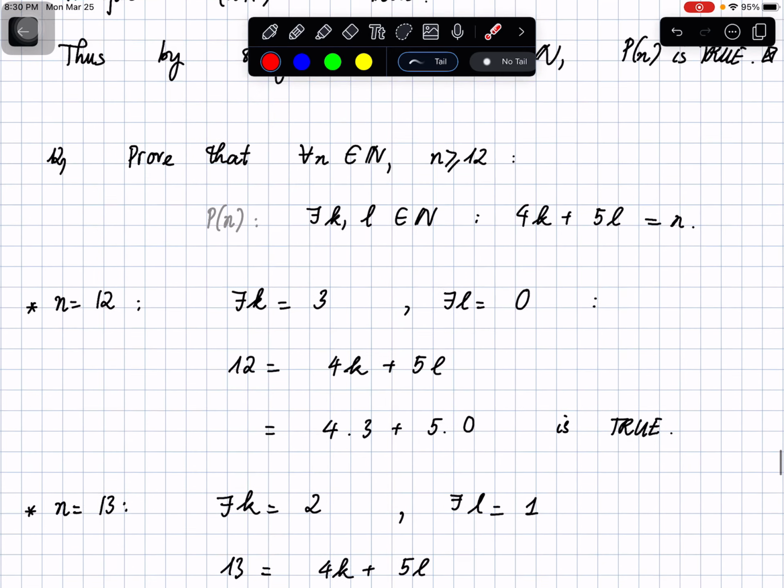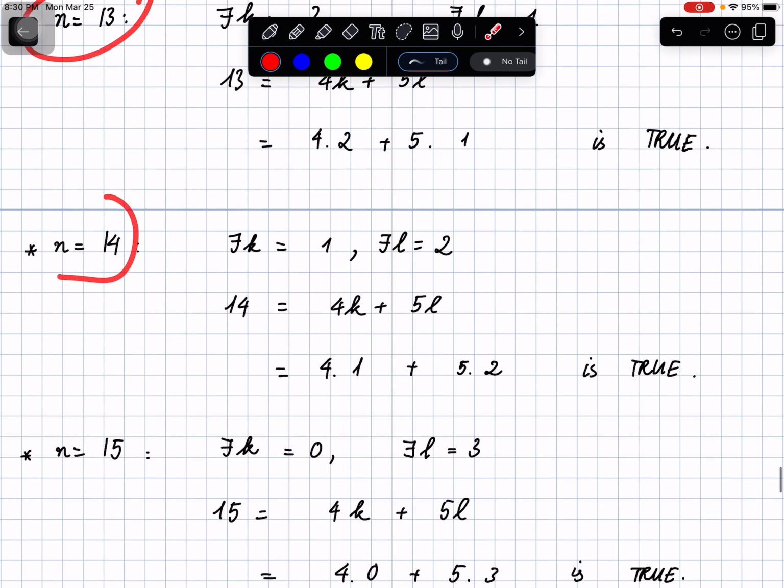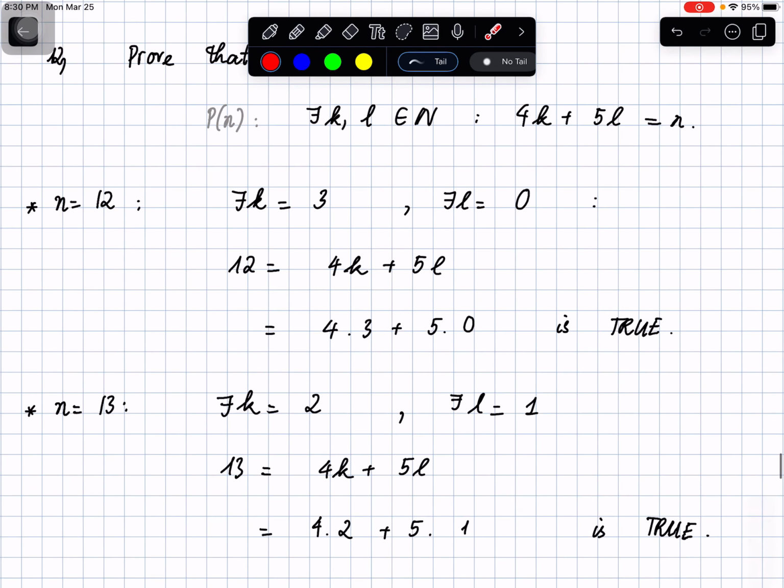Okay, so we use strong induction. Here's one way. To use strong induction for this exercise, we consider n equal to 12, 13, 14, and 15 first. For n equal to 12, we need to show that P(12) is true, meaning that 12 can be written in this form. There are some k and l such that 12 can be written as 4 times k plus 5 times l. So k equal to 3, l equal to 0. So 12 equals 4 times 3 plus 0, which is true.